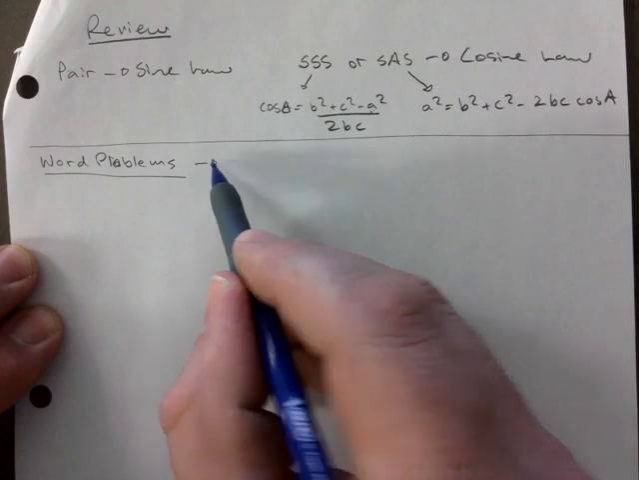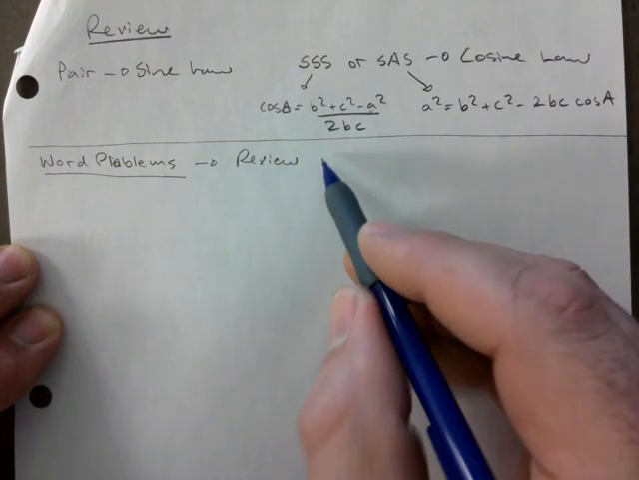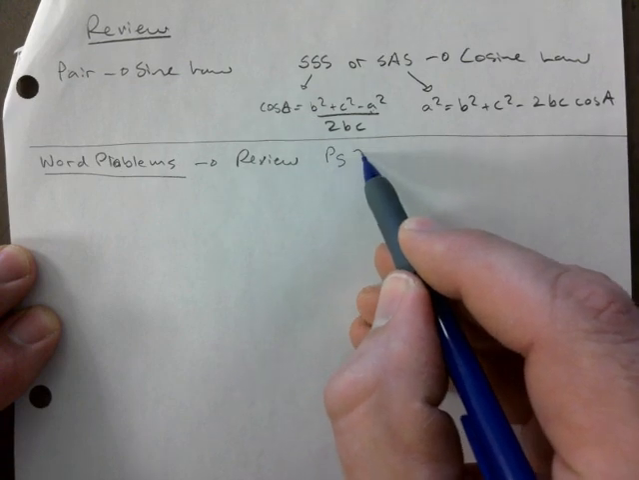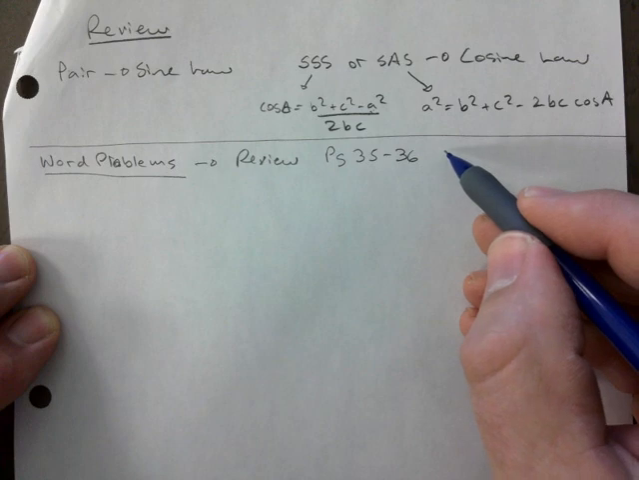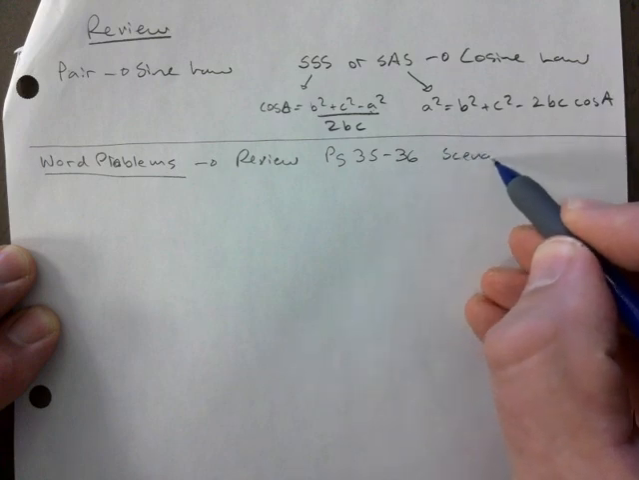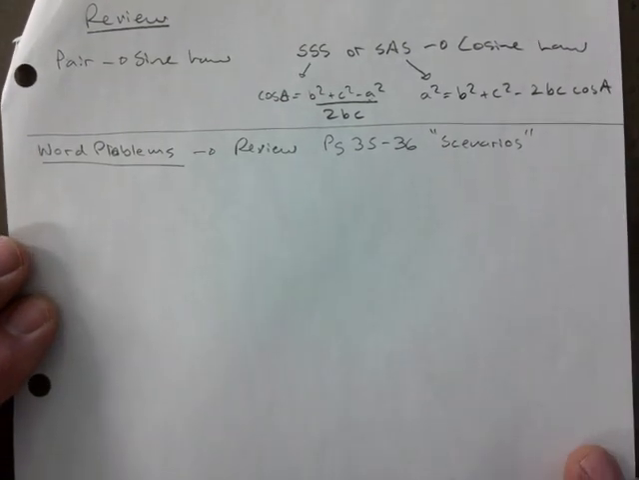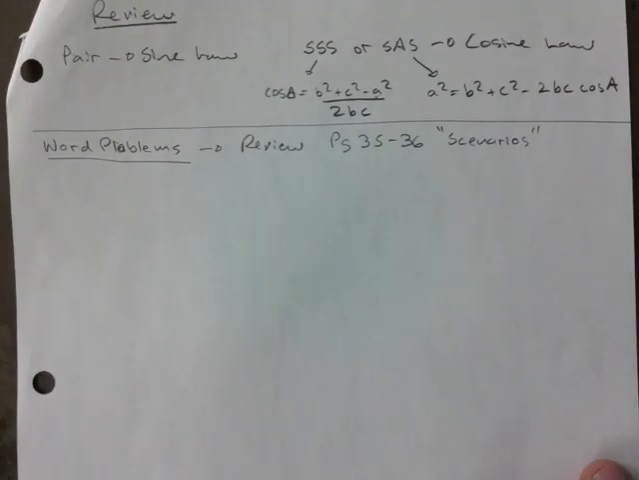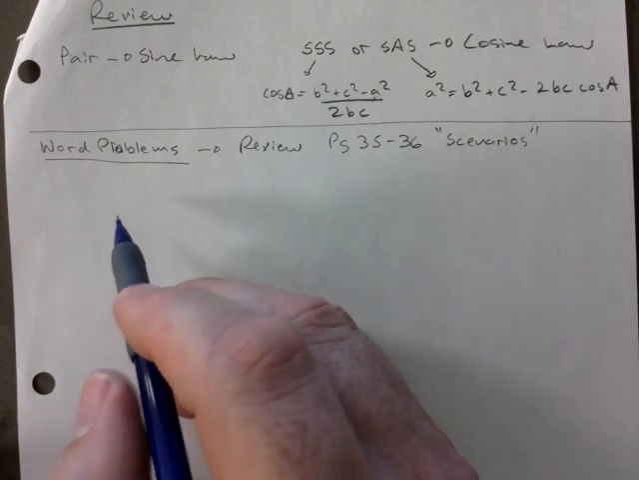So basically, review page 35 to 36. There's different scenarios that I've covered. I made that for you. You're the first group that has that, but the different scenarios you could encounter. What do the triangles look like, or what can it look like?